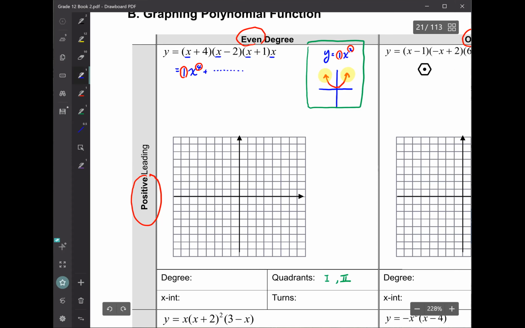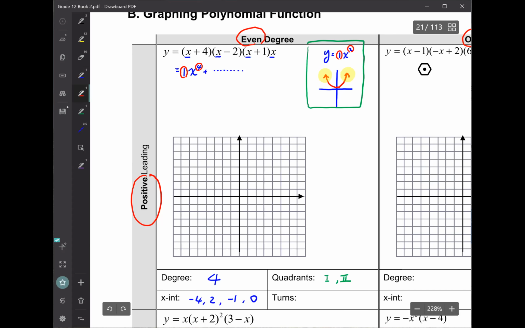This one is already factored. So by looking at the brackets, what are the x-intercepts? Oh, first of all, this one is degree 4. We can fill that in. Degree is 4. Quadrant is 1 and 2. So where are the x-intercepts now? Tiana? -4, yeah, 2, yeah, -1, 0. Yeah, very good. So we get 4 x-intercepts.